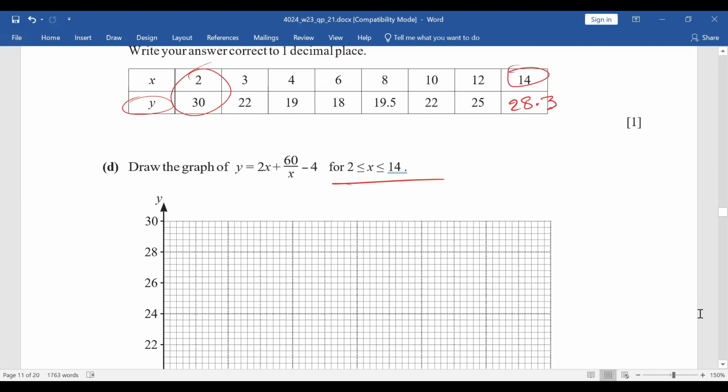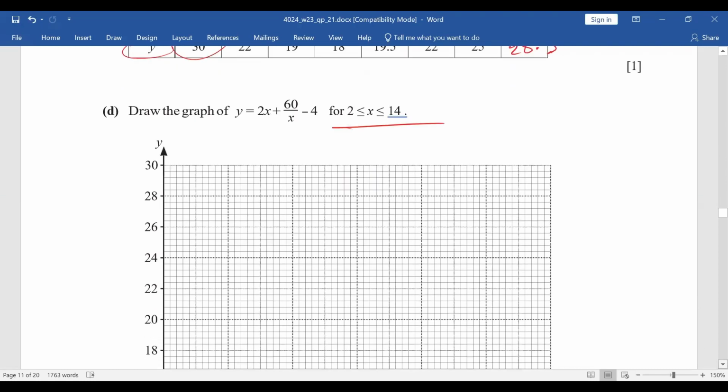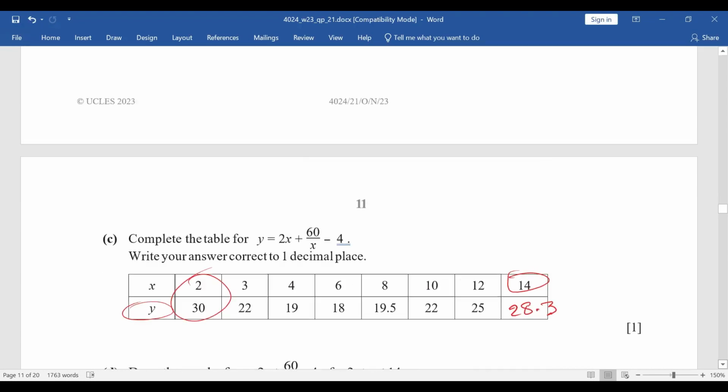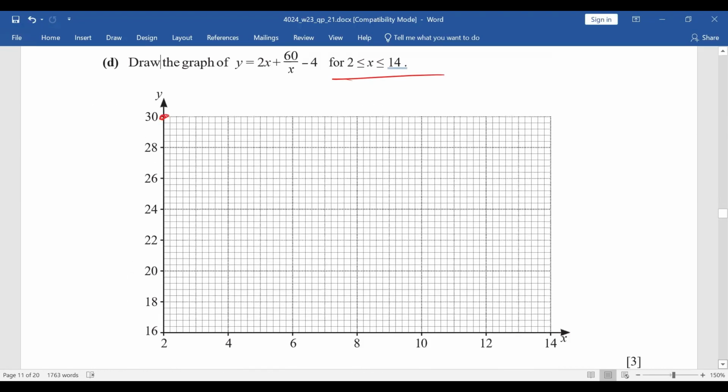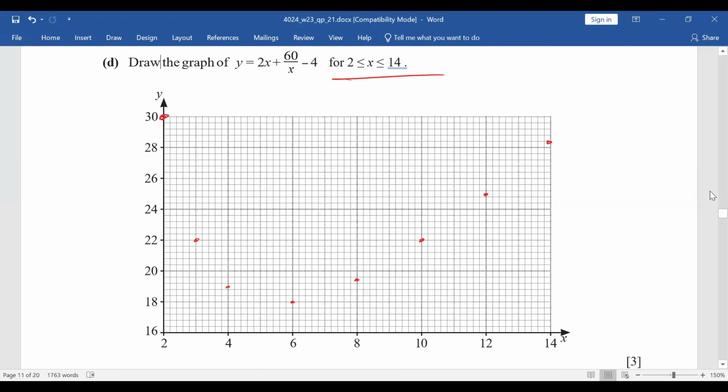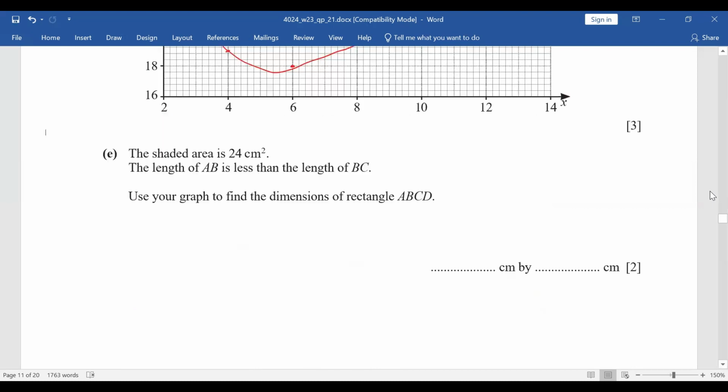We have plotted these points onto this graph paper, and now we have to connect these points freehand. Okay.